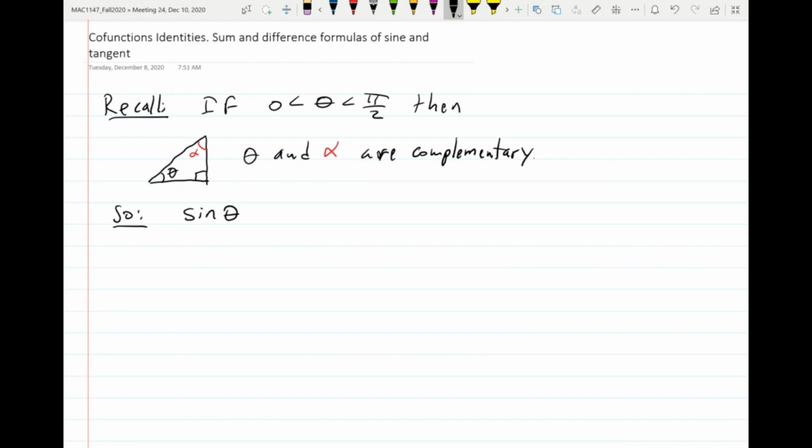So what do we know about sine of theta and what do we know about cosine of theta? Well, the sine of theta is the same thing as cosine of alpha, and the cosine of theta is the same thing as sine of alpha. All right, and again, this is something that we discussed earlier. Are there any questions on this so far?